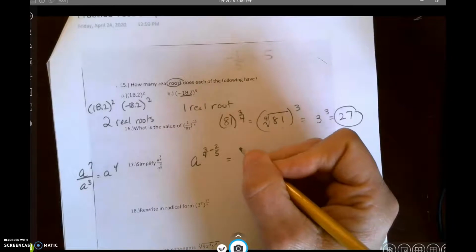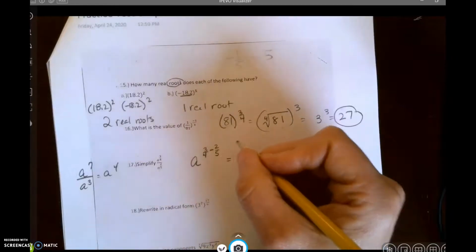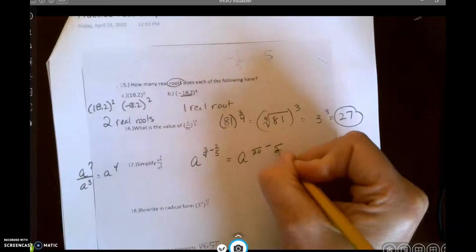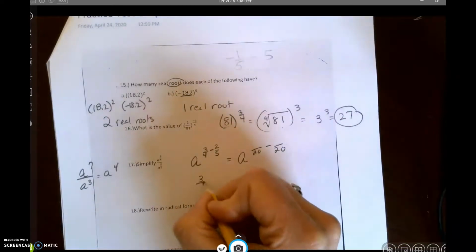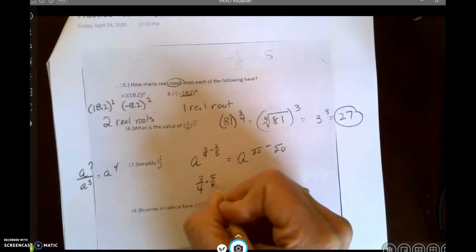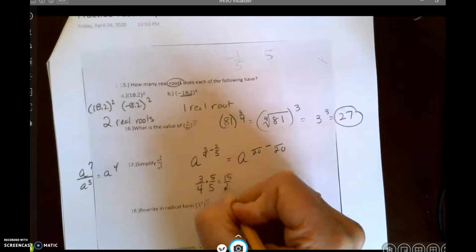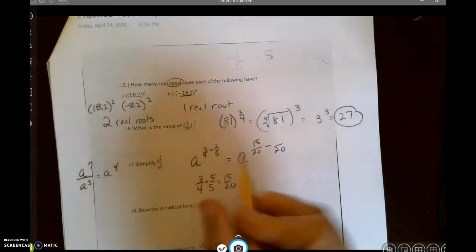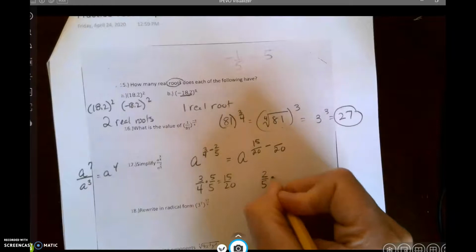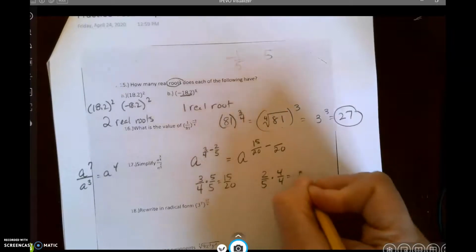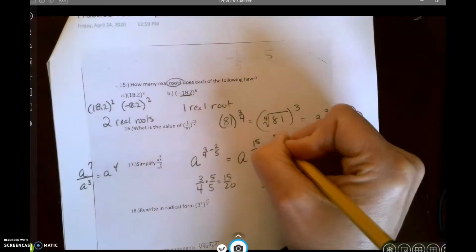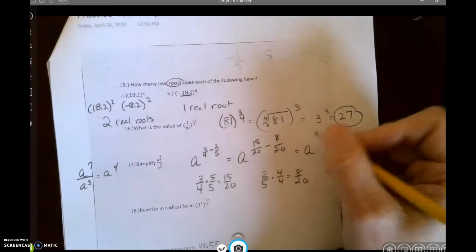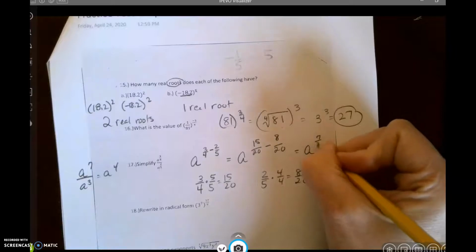Well, I need my exponents to have a common denominator, and I know my common denominator is going to be 20. 3/4, when I change it to 20ths, is 15/20. 2/5, when I change it to 20ths, is 8/20. So I get a to the 7/20.